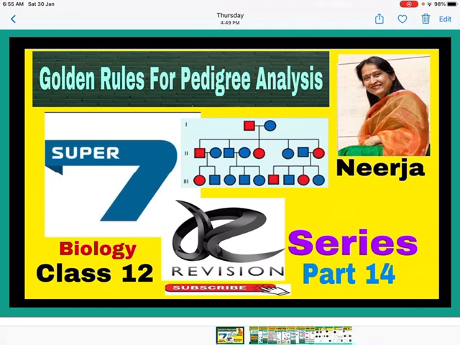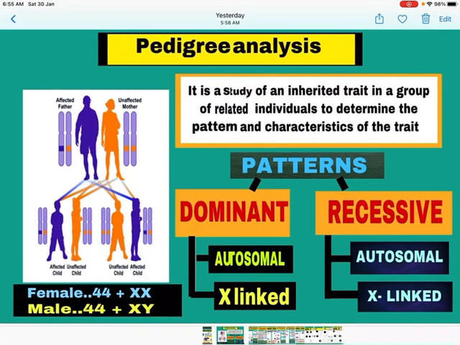Here in this video, we will see the golden rules for pedigree analysis. First, let me tell you what exactly pedigree analysis is. See, if we study any trait which is inherited in the family, or you can say in closely related individuals, and try to find out the pattern of the trait and the characteristics of the trait, it is called pedigree analysis.